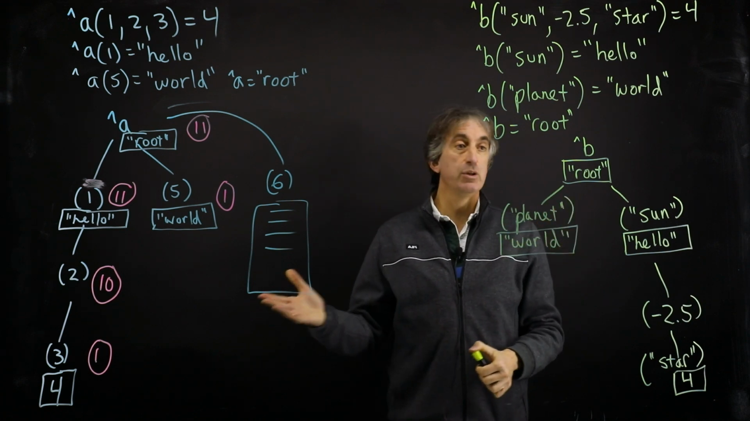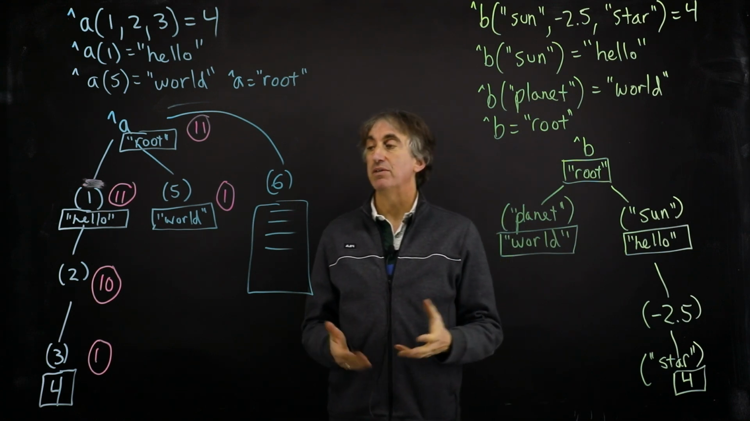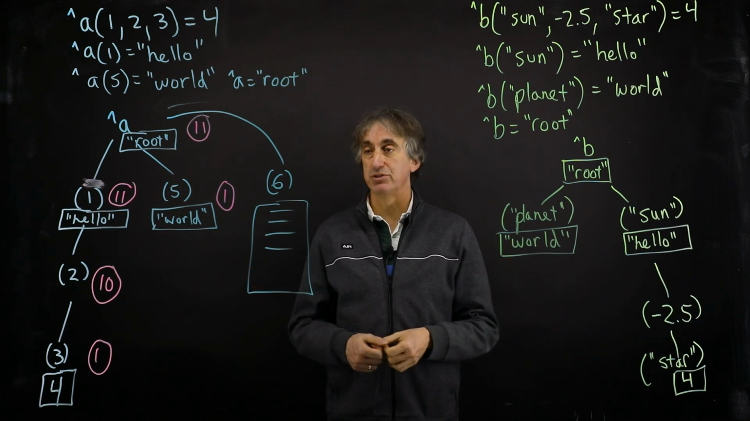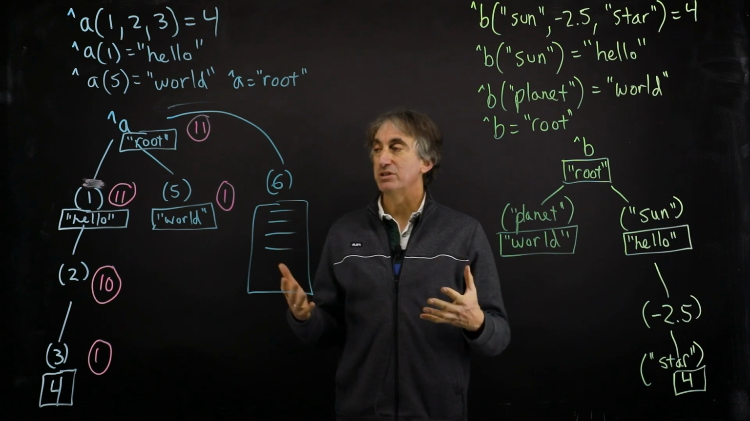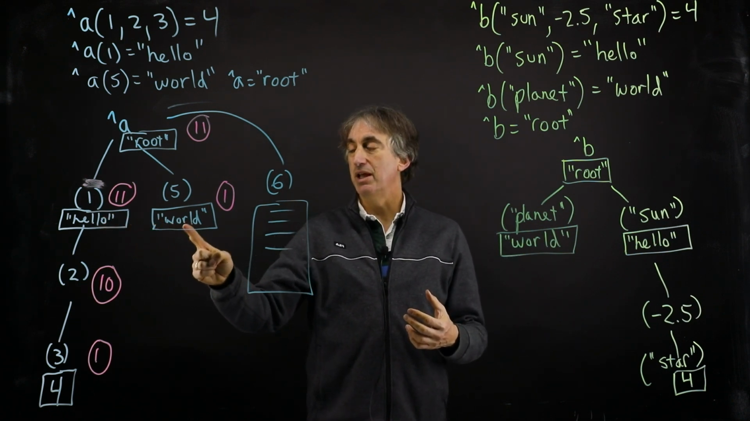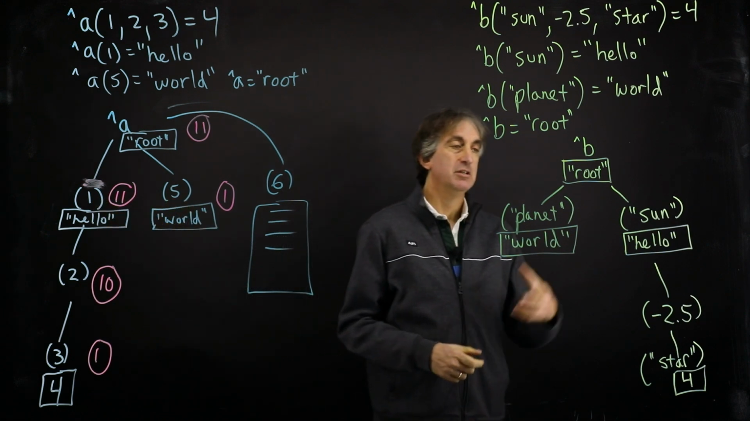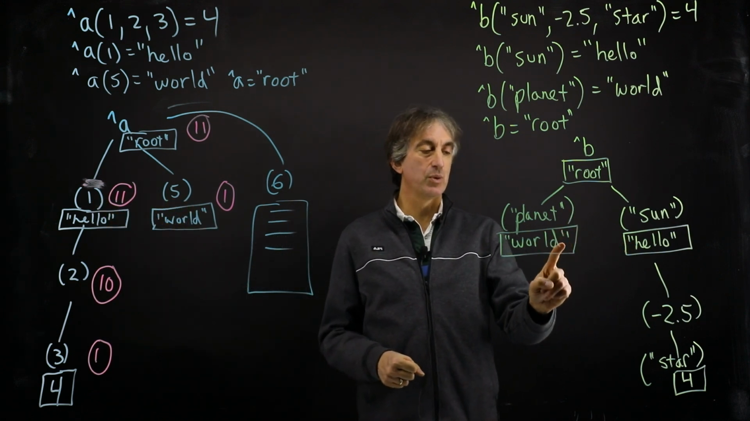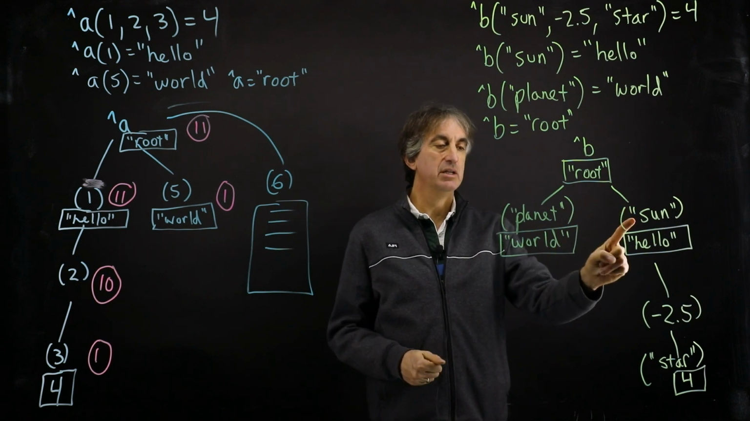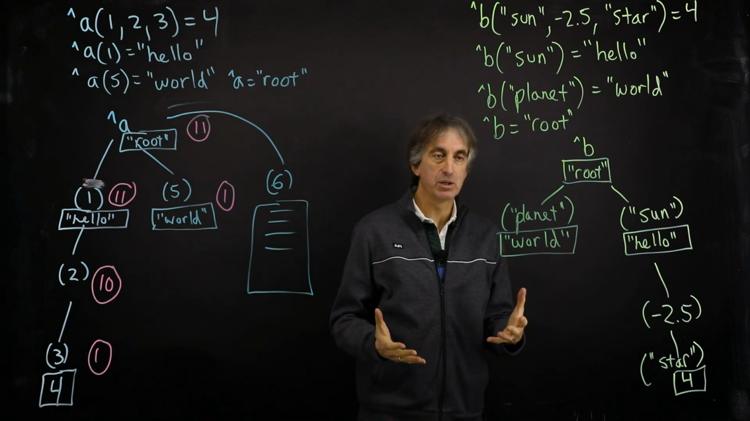So if you look at the A global and the B global side by side, they're very similar. They're storing the same values. But the difference is that in this global, hello is to the left of world because 1 is less than 5. But in this global, hello is to the right of world because sun comes after planet. And what am I really talking about here?